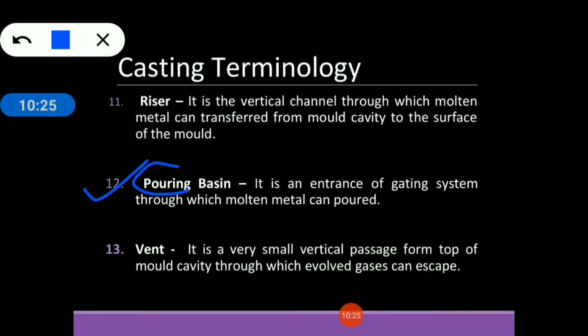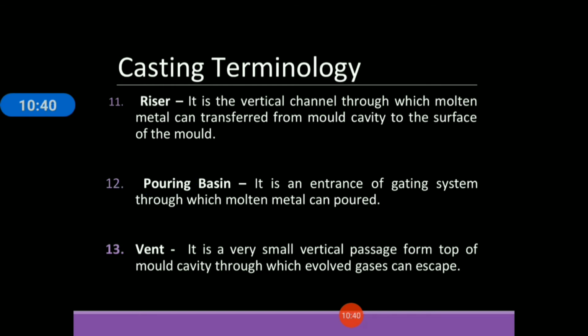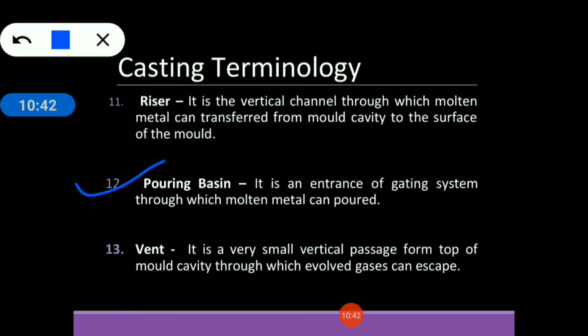Then pouring basin. Pouring means, suppose this is your ladle, and from the ladle you pour the molten metal like this. This is called pouring. So what is the pouring basin? It is the entrance of the gating system through which molten metal can be poured, or you can say it is a reservoir at the entrance of the gating system.